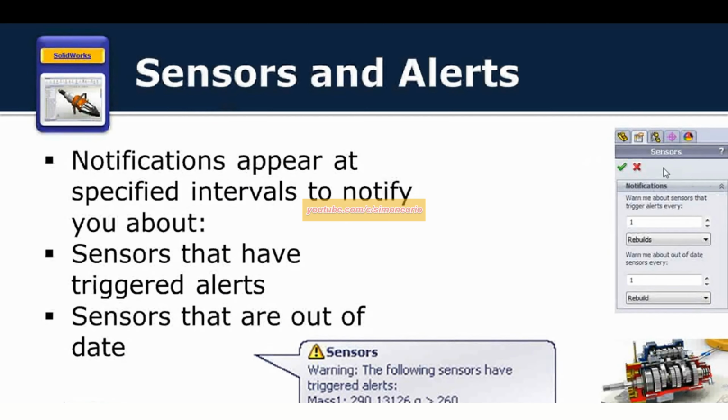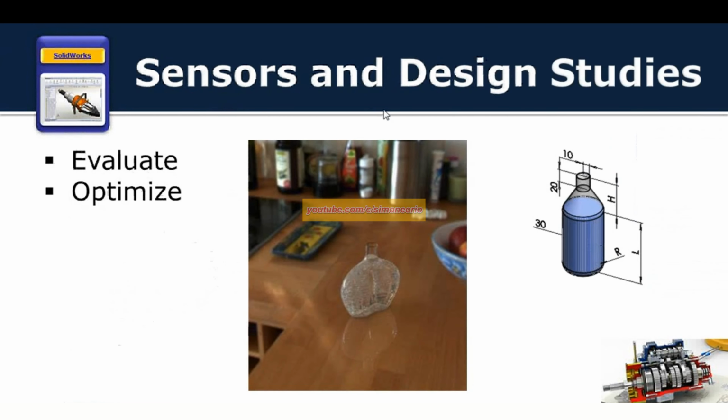You can also change some of the settings. If you right-click on the sensors folder, there's a notifications button. And over here on the right-hand side of your screen, you can see when you want it to alert you to these things. If you want it to do it every rebuild or every 5th rebuild, you don't want it to be nagging you all the time, so you can set that. And that's what we did here. So you can just evaluate, or you can optimize like I did here. And that's the bottle that we just designed this morning, sitting in a kitchen using PhotoView 360.